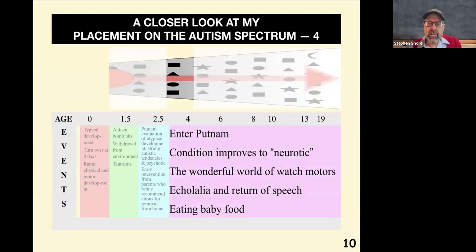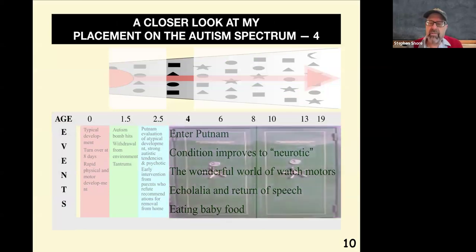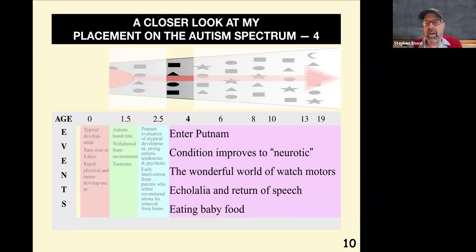So here I am at age 4. I entered the school that initially rejected me, the James Jackson Putnam Children's Center. I get reevaluated. Instead of being considered a psychotic and ready for an institution, I got upgraded to neurotic. So things are moving up in the world. I discovered the wonderful world of watch motors. I was found by my parents taking apart a watch with a knife. I'd pop open the back, extract the motor, remove the gears, spin them around, and then put it all back together again. The watch still worked, and there weren't any pieces left over.